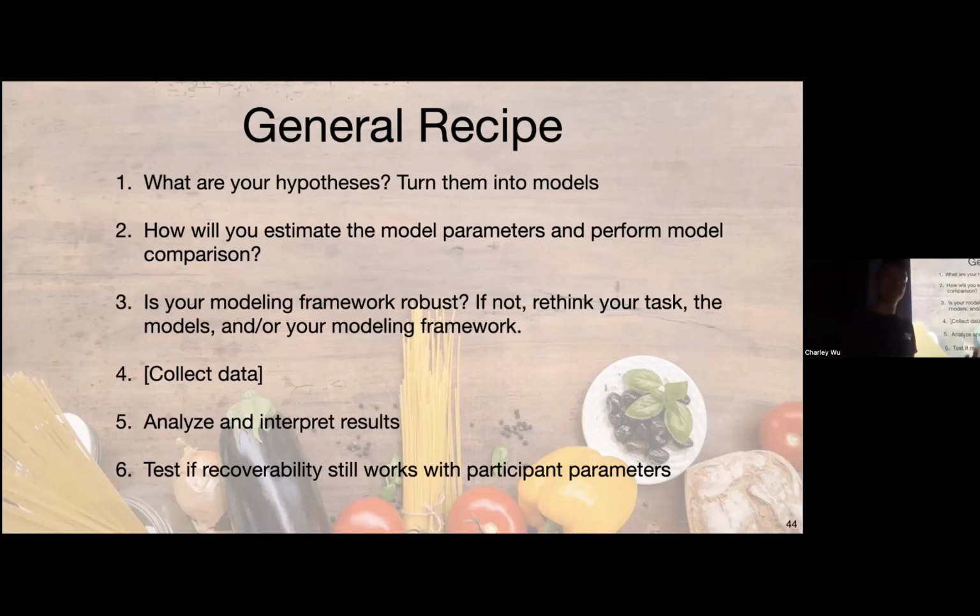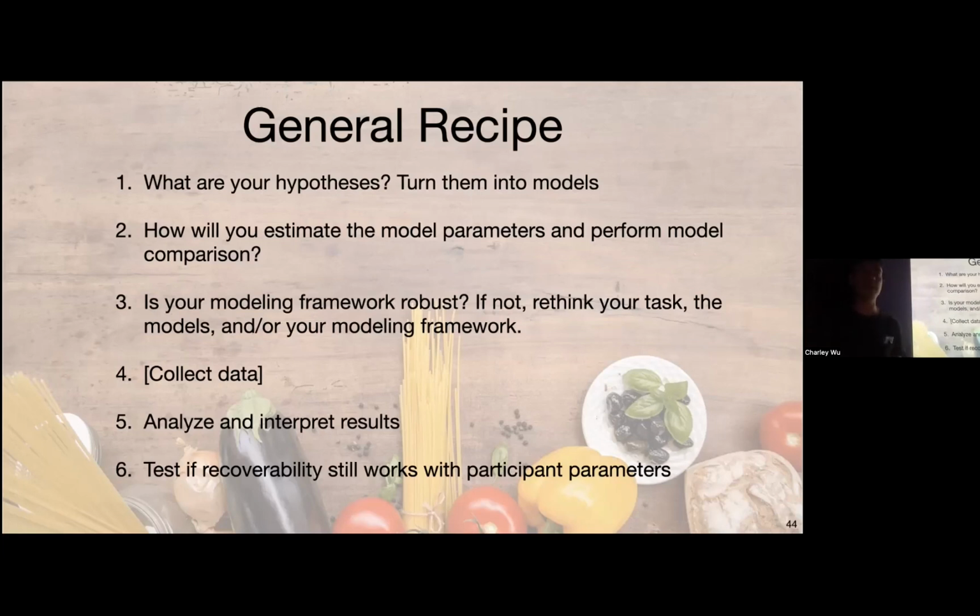Step 4 then could be the stage where you collect your data. Step 5, analyze and interpret the results. You've already done all the analyses. You just had to click play, essentially, right? Plugging in your participant data instead of the simulated data you've been working with. And then lastly, you still might want to test that recoverability works with the specific set of parameters that participants have. All the parameter recovery and model recovery approaches I mentioned previously, prior to the data, you're making your best guess about what parameters you get. The parameters you actually get might be quite different, and that different regime of parameters might alter your recoverability results. So you might also want to run it again as a final check.